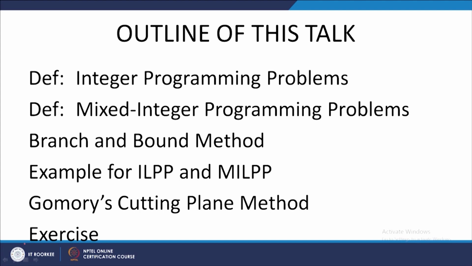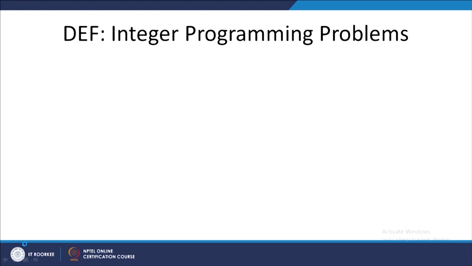First we will define what is an integer programming problem and a mixed integer programming problem. Then we will learn two methods. One is the branch and bound method and the second is the Gomory's cutting plane method. This we will illustrate with the help of examples and finally some exercise. So, let us begin. First of all, let us define an integer programming problem.